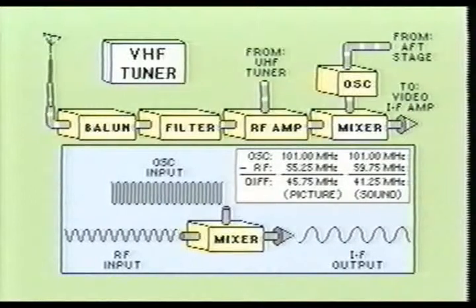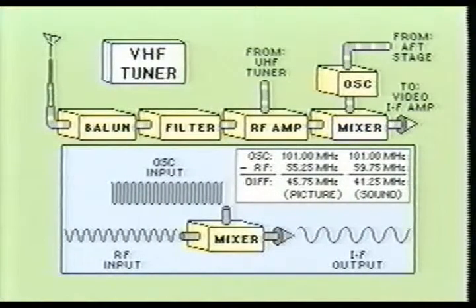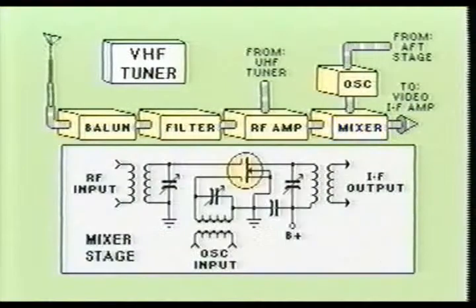These IF, or intermediate frequency signals, represent the difference frequency between the incoming RF signals and the higher frequency oscillator signal.